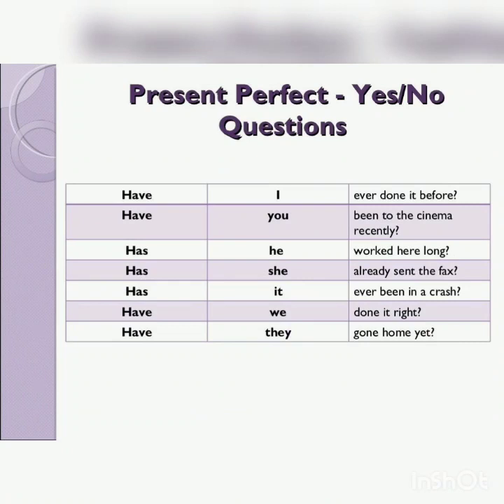Present perfect, yes or no questions. Look at the table. Have I ever done it before? Have you been to the cinema recently? Has he worked here long? Has she already sent the fax? Has it ever been in a crash? Have we done it right? Have they gone home yet?